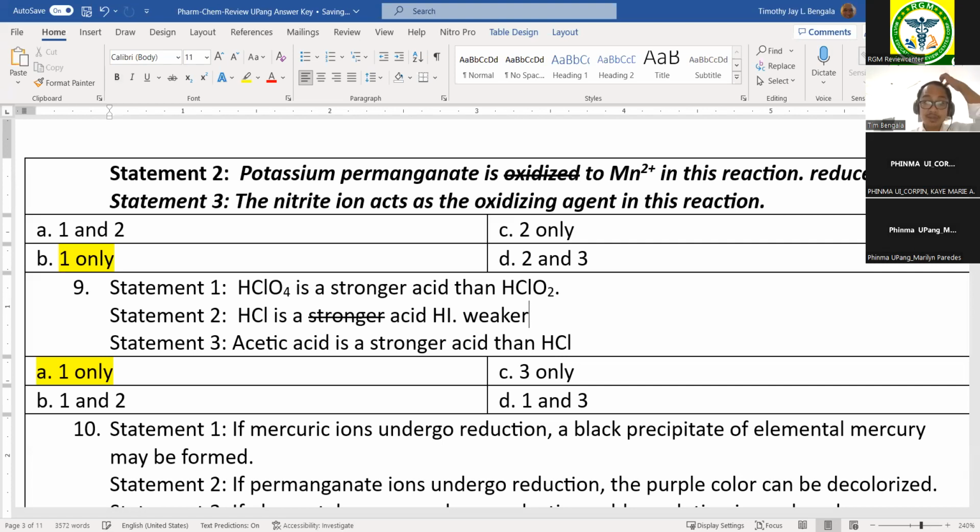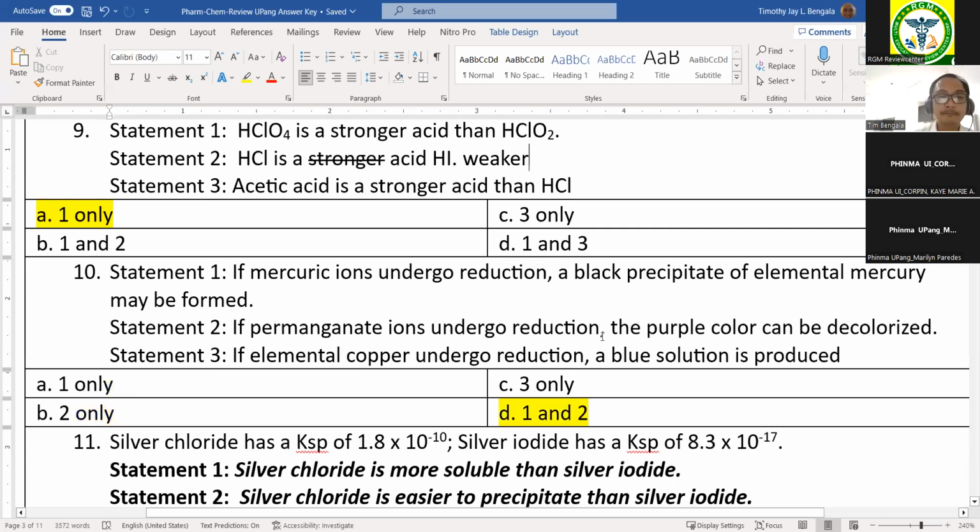For statement number 3, so ito, yun nga, no, wala dun sa listahan natin. So hopefully you try to remember, no, yung mga binary acids ng halogens, except fluorine, sulfuric, nitric, and yung mga perchloric acids, no, yun yung mga strong acids. So please, no, try to remember that.